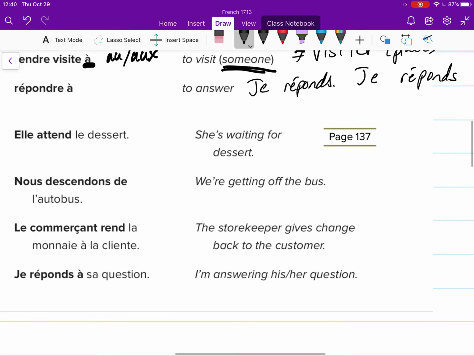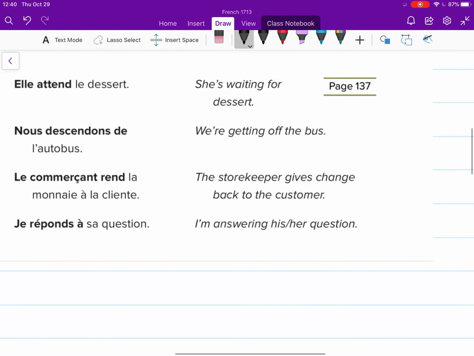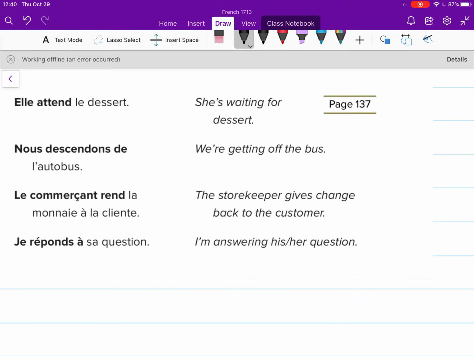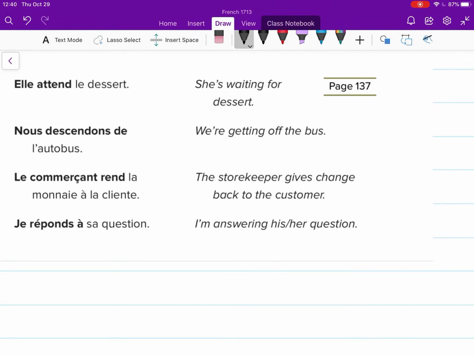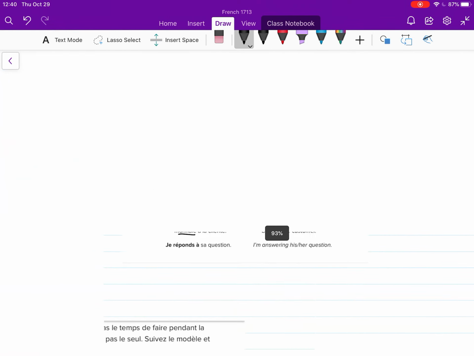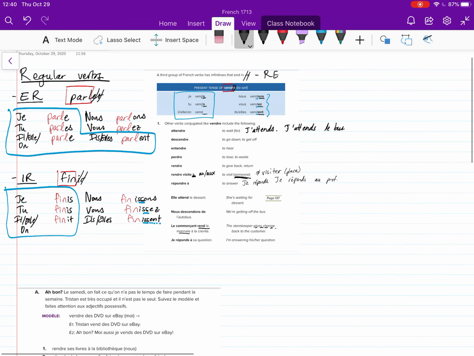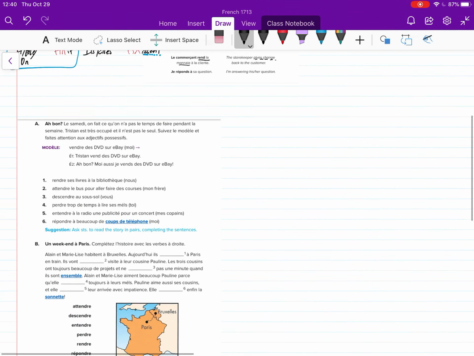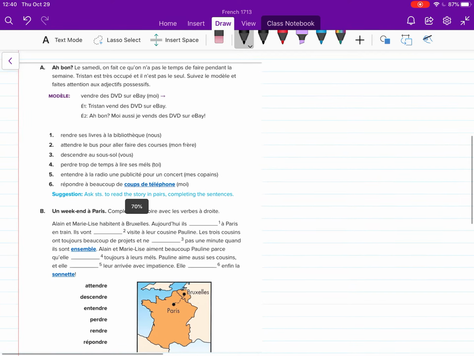Okay. They give you a couple of examples here. Elle attend le dessert. She's waiting for dessert. Nous descendons de l'autobus. We're getting off of the bus. Le commerçant rend la monnaie à la cliente. So rend means to give. And rendre la monnaie is specific for giving change. Je réponds à sa question. I'm answering his or her question. So what I'd like you to do is take a moment to just memorize your RE endings and how to conjugate them. And then we're going to do these two exercises down here.